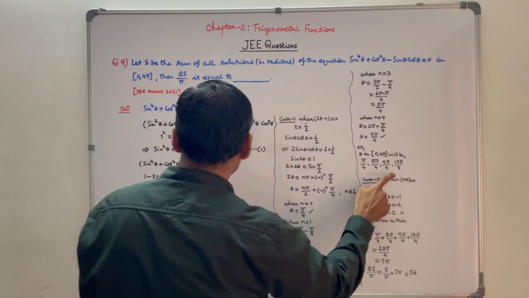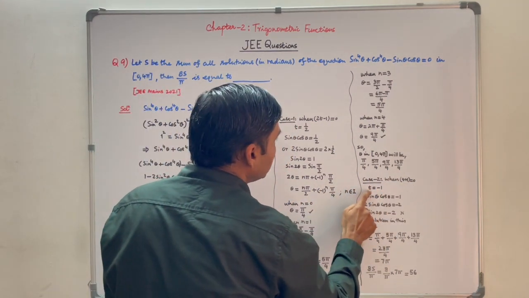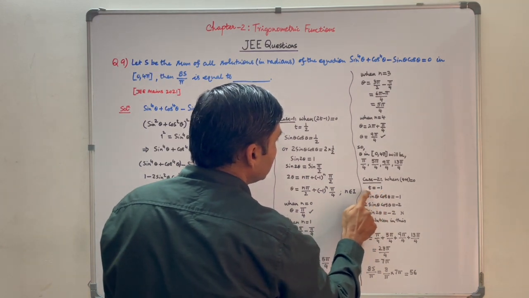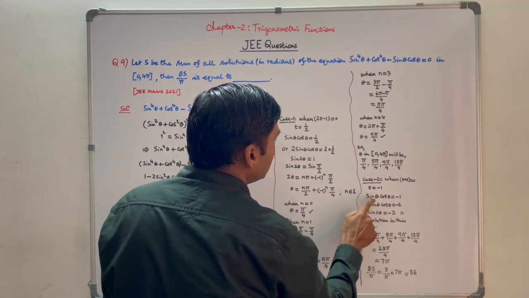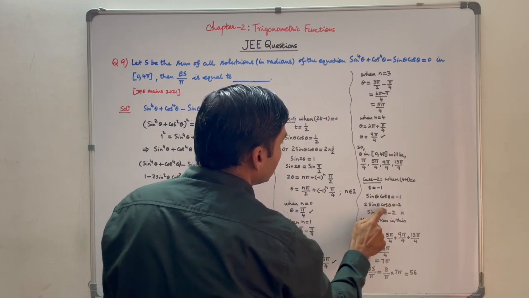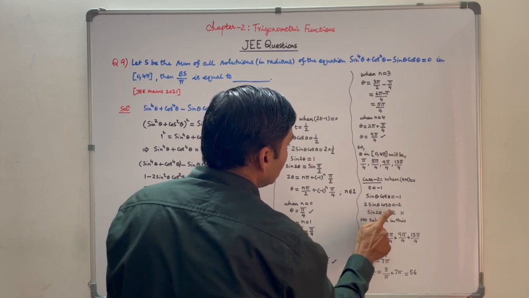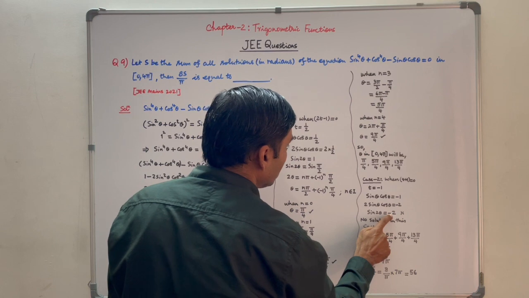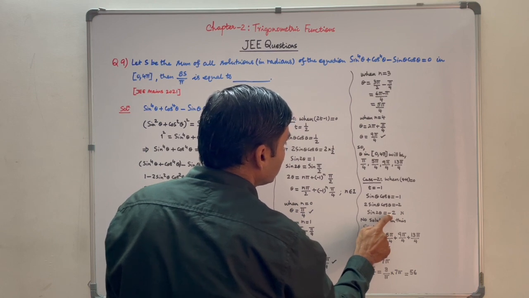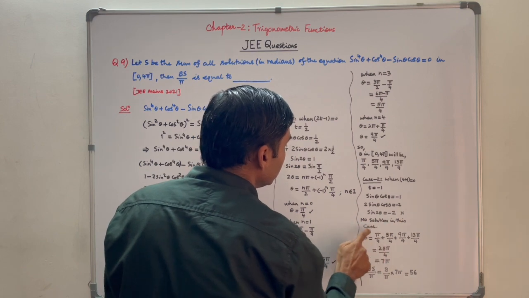Case 2, when t plus 1 is equal to 0, or t is equal to minus 1, t is equal to sine theta cos theta. So sine theta cos theta is equal to minus 1, or 2 sine theta cos theta is equal to minus 2. 2 sine theta cos theta is equal to sine 2 theta. So sine 2 theta is equal to minus 2, which is not possible because the minimum value of sine theta is equal to minus 1. So no solution in this case.